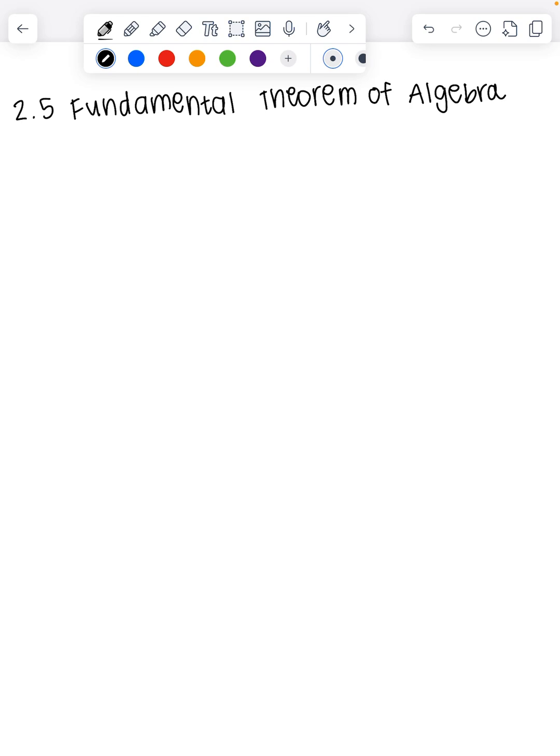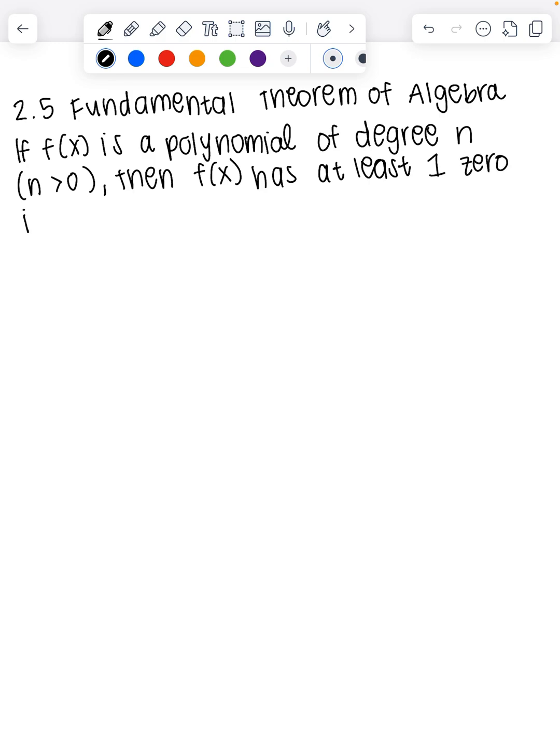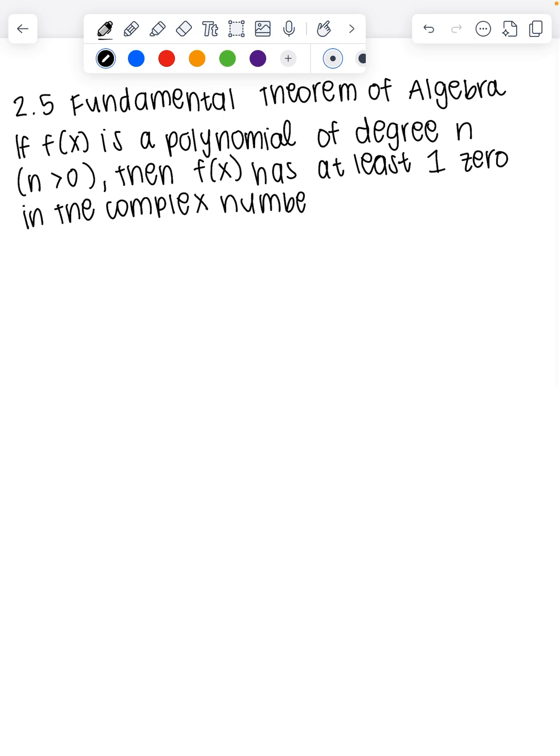Okay, and so what we have to begin with is if f of x is a polynomial of degree n such that n is going to be greater than 0, okay, so our degree is not going to be negative here, then f of x has at least 1 zero in the complex number system.